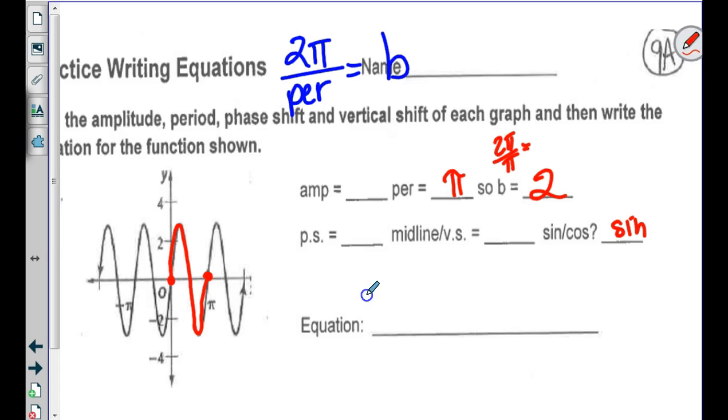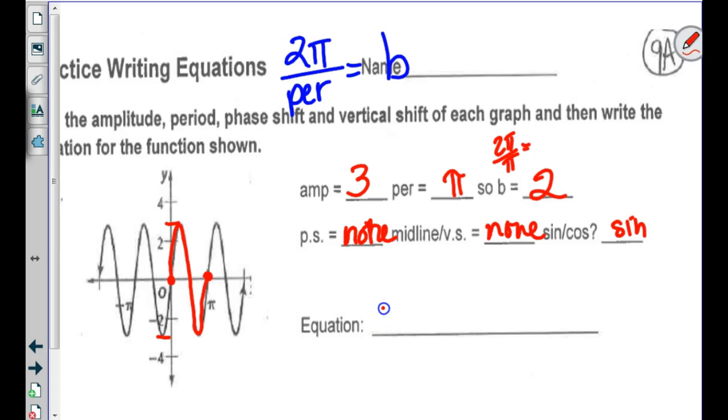Amplitude, anybody know what that is? Looks like it's going up to 3 and down to -3. Do we need a phase shift? As long as we didn't have to shift left or right and we called it a sine graph. If I'd said you had to call it a cosine, then we need a phase shift. Did we have a vertical shift up or down?